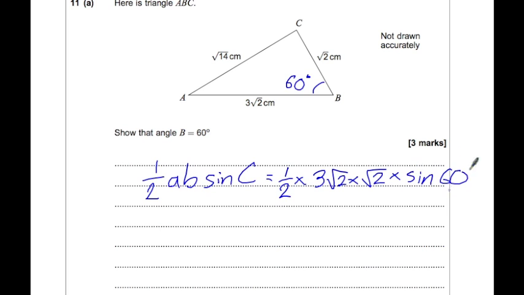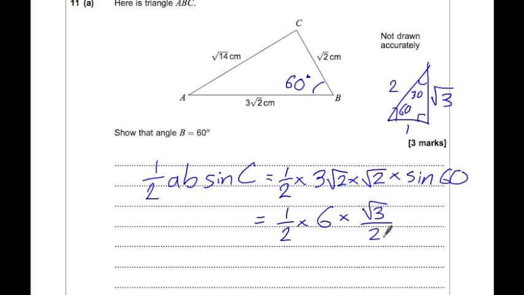You need to know, using your trig triangles, which look like this, so that's 60, that's 30, this is 2, this is 1, this is root 3, so hopefully you can draw that out relatively quickly, that sine 60 is going to be opposite over hypotenuse, so root 3 over 2. So we've got a half times 3 times root 2 times root 2 is 6, times root 3 over 2. So we've got 6 root 3 over 4, which is 3 root 3 over 2 as a final answer.